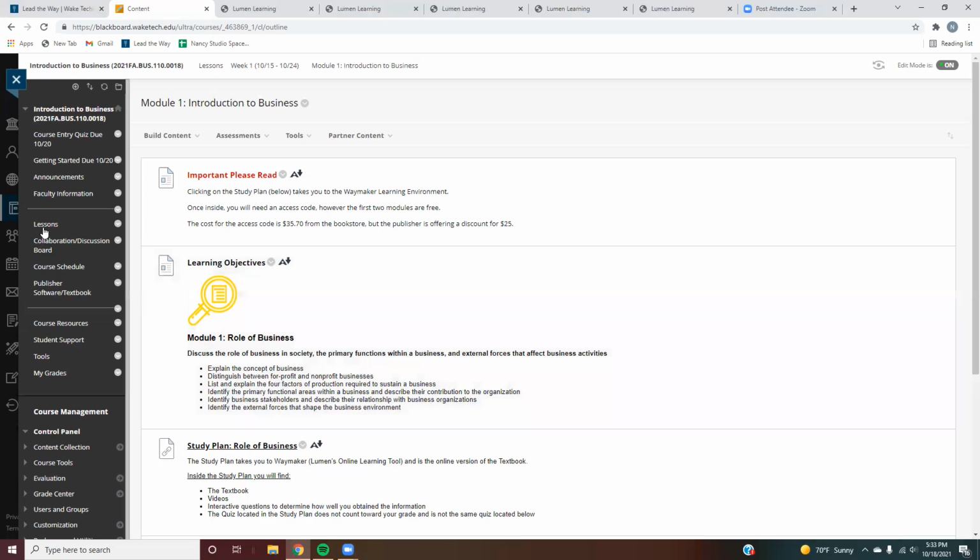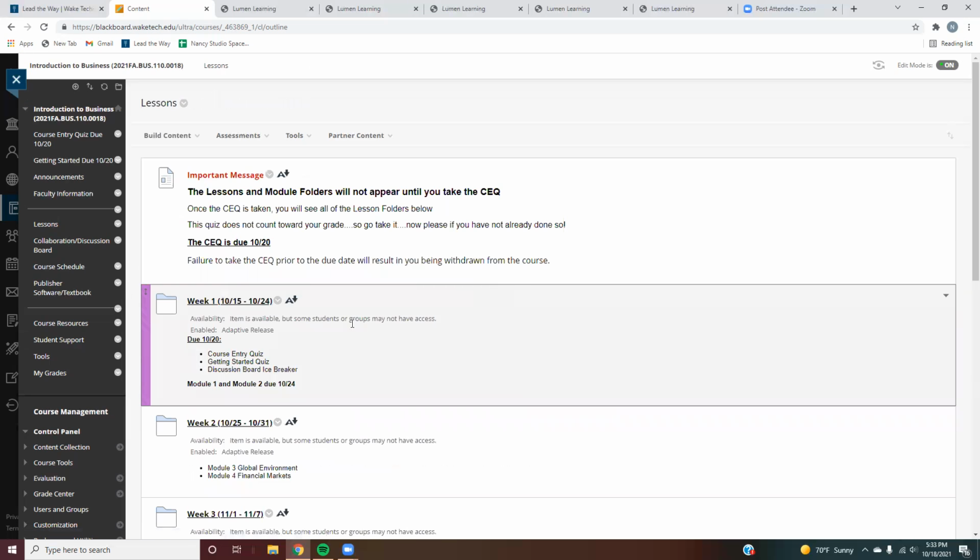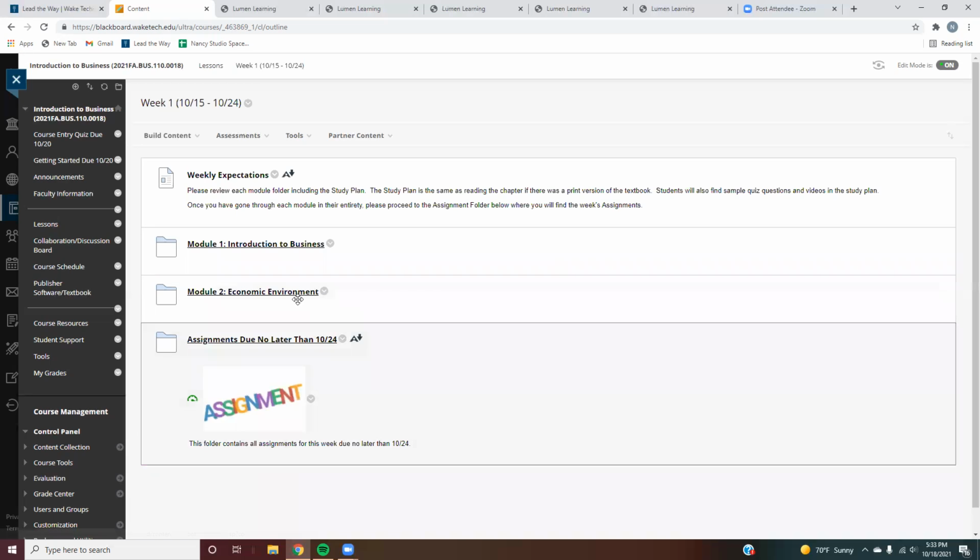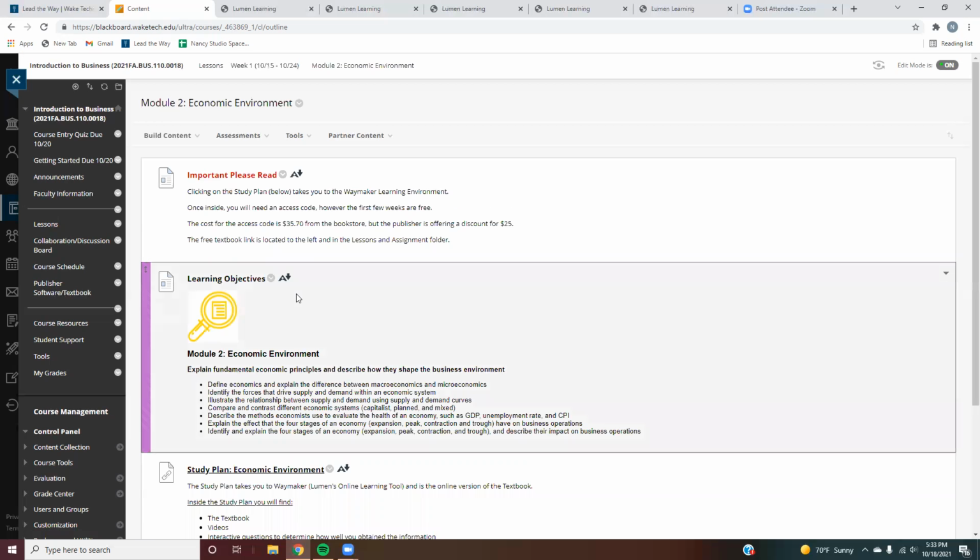Let's go ahead and take a look at module two while we're talking about the economy. So module two goes right into the economic environment, one of those six external forces. In here, you're going to learn a little bit about the difference between microeconomics and macroeconomics and what economics even means. It's really the study of how things are doing financially.